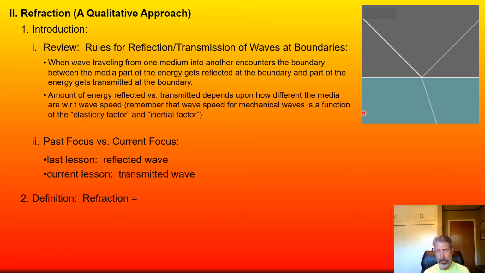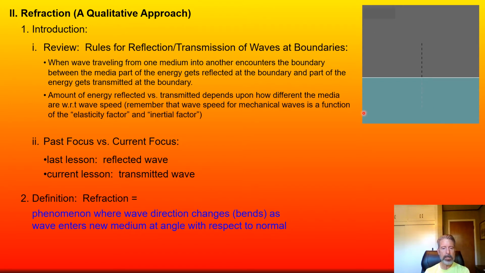And let's now define this concept of refraction. Refraction can be thought of as this phenomenon where the wave direction changes as the wave enters a new medium at some angle with respect to the normal. So all I'm saying here is that if the wave was to enter the medium right along the normal line, for that one special case where you have an incident angle of 0 degrees, then you would have no refraction. You would get no bending of the light when it enters a new medium. For all other angles, you will find, as you see in this simulation here, that that light ray is going to bend as it enters a new medium.